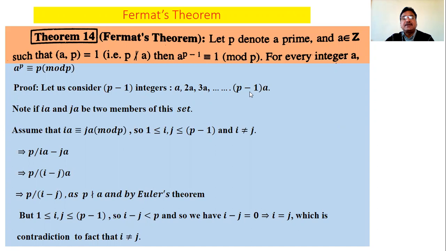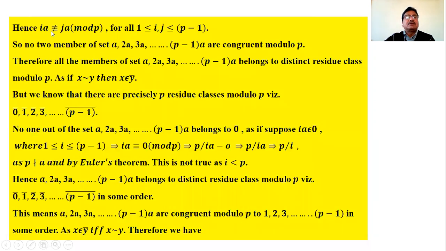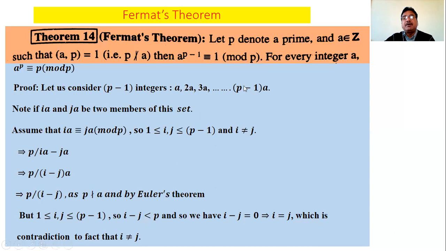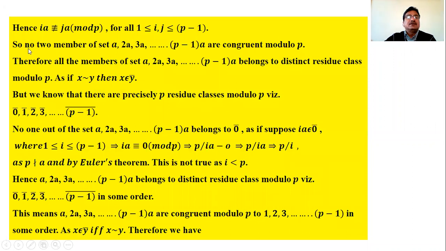Out of these p minus 1 integers, no two are congruent modulo p. This proves that ia is not congruent to ja modulo p for all i and j running from 1 to p minus 1. There are no two members of this set that are congruent to each other modulo p. So no two members of the set a, 2a, 3a, up to (p minus 1)a are congruent modulo p.